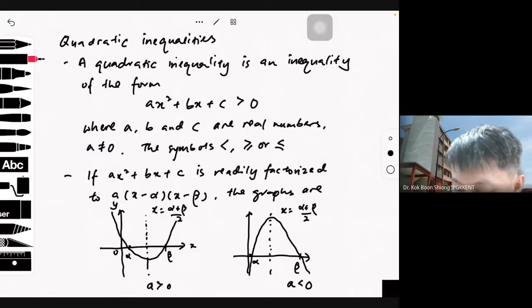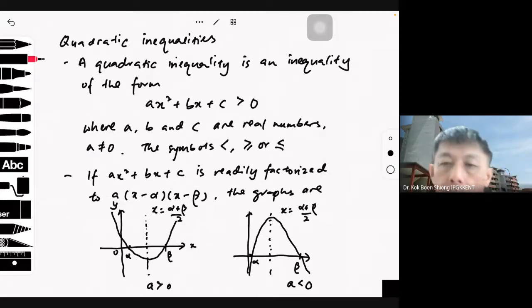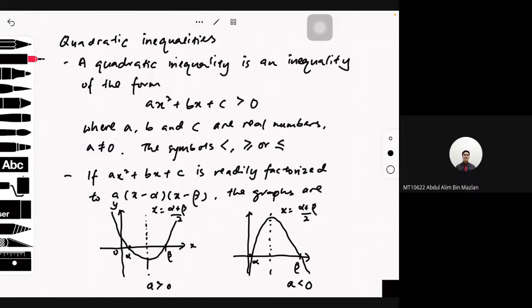If a is smaller than 0, negative, say negative x squared plus x plus 1, the curve will be like this. This is the second type. Any questions? No, Doctor.